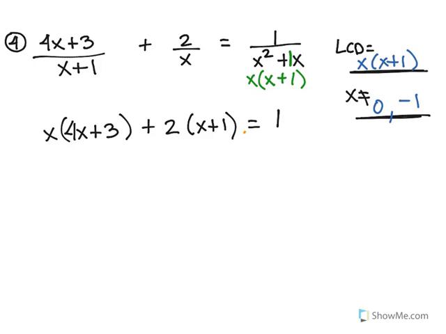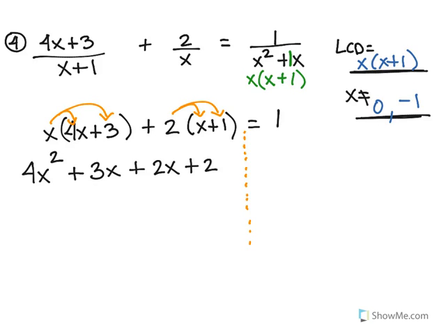Okay. Now when you multiply on the first one, when we distribute, what do you have? 4x who? Squared. That's the first one I've worked that's got a square. Okay? This one is a little different. This one's quadratic. Okay, let's keep going. 4x squared plus 3x plus 2x plus 2 equals 1.